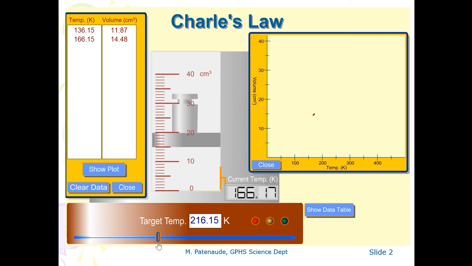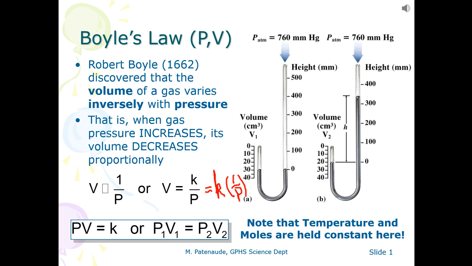We'll continue to warm up. We'll go up to 216 Kelvin. So the gas is warming up. You can see the current temperature is rising. There we go. We've reached the 216, and the volume is now 18.8 milliliters. We'll collect about 3 more data points.